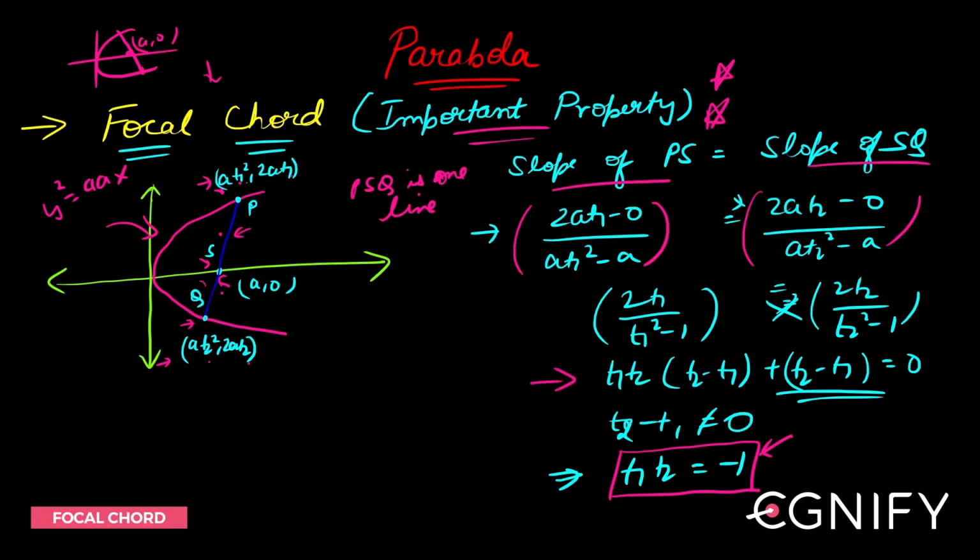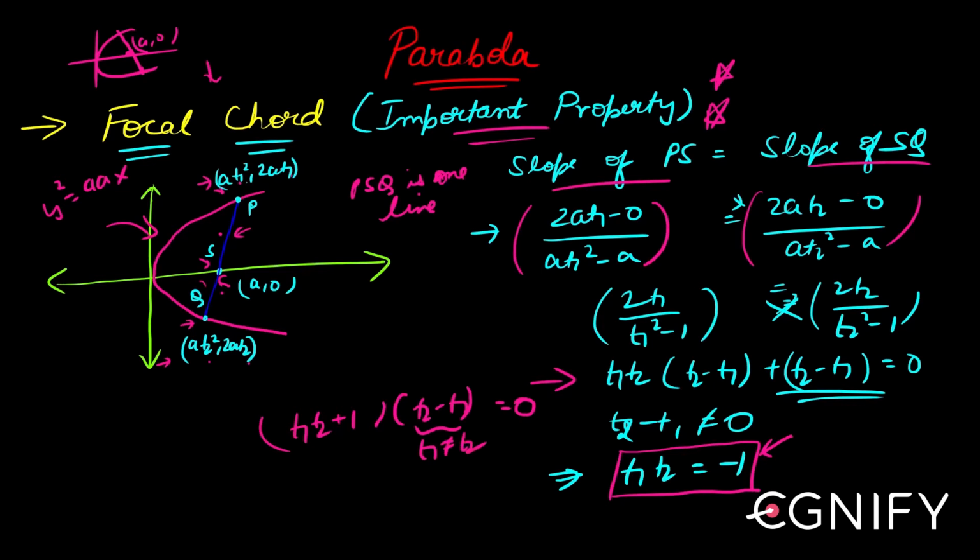Now, if I take things common in this, it will be (t1 t2 plus 1) into (t2 minus t1) equal to 0. But your t1 is not equal to t2 because these are two different points. If your t1 equal to t2, that means I'm taking the same point, right? But I'm taking two different points here, so t1 is obviously not equal to t2. So this is not 0, that means this has to be 0, right? So t1 t2 equal to minus 1.